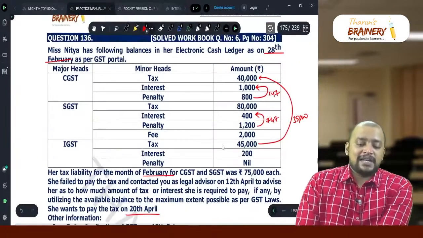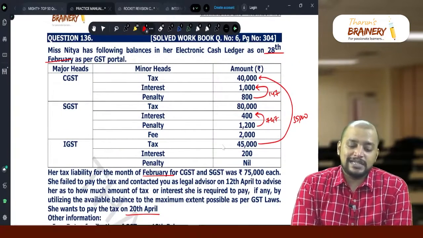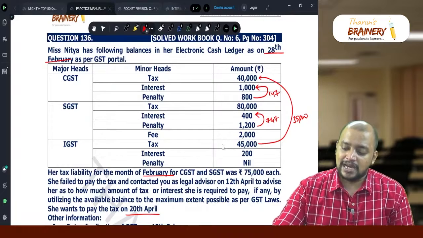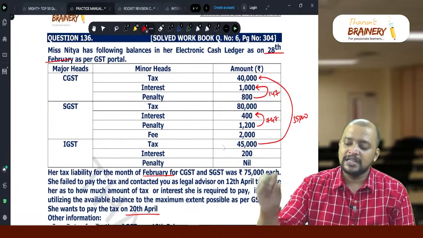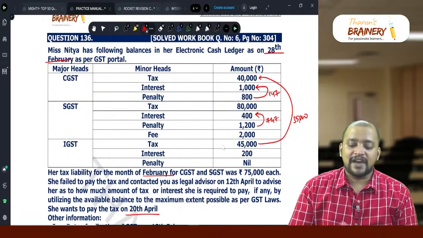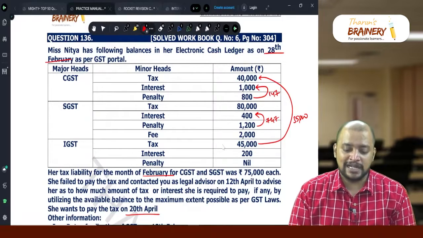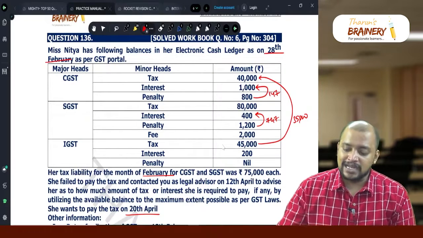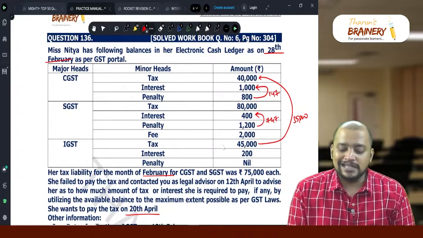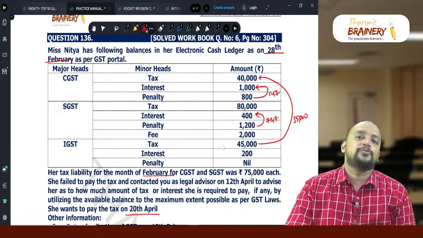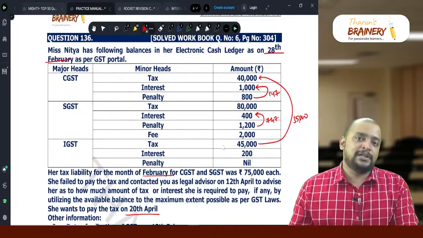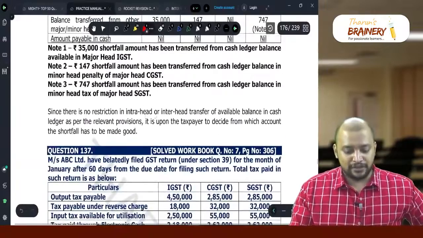Now, what is the revised balance after payment of tax? CGST tax will become 0 and interest will become 0. Penalty 800 minus 147, so 653 rupees will be there. SGST tax 5,000 will be there. Interest 0, penalty 1,200 minus 747, so 453 rupees will be there. IGST tax 10,000, interest 200 rupees will be there. This also may be asked: after making payment, what is the balance available? For that reason I gave you this question.